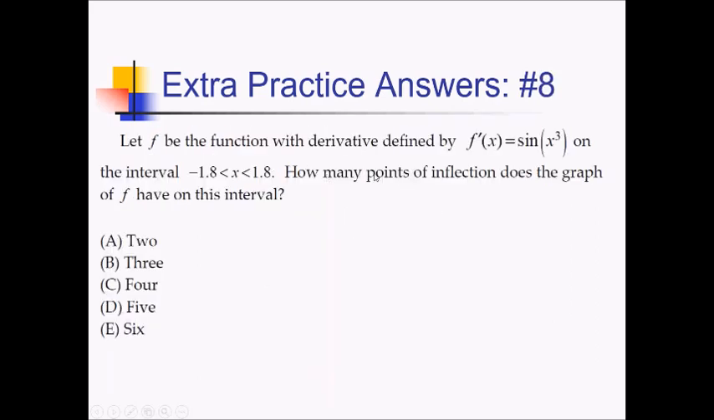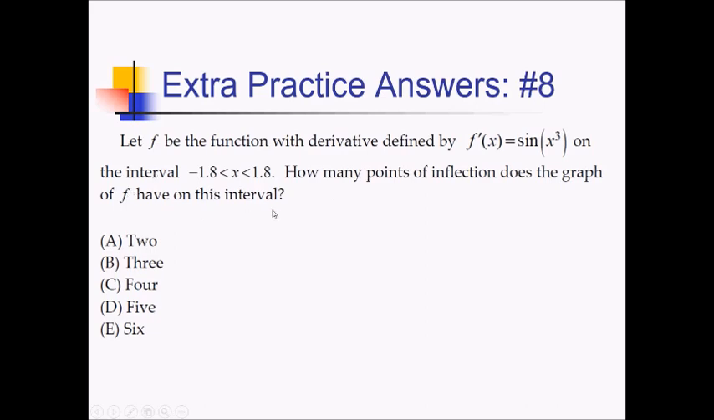On this one, we're given f, the function whose derivative is f prime equals sine of x cubed, and they give us this nice little interval here. We want to know how many points of inflection this graph has on the interval, or how many points of inflection the graph of f has.